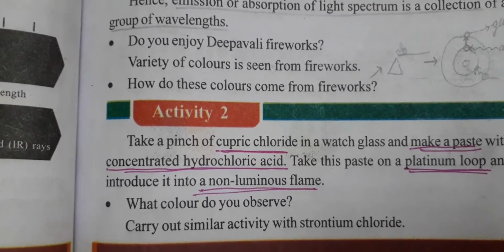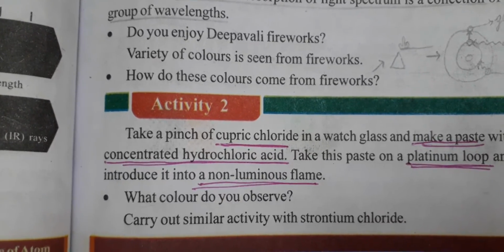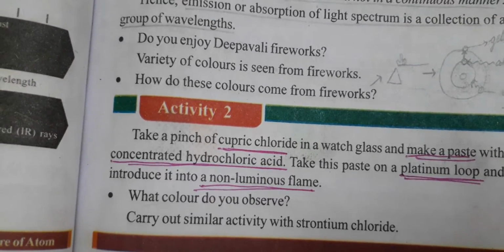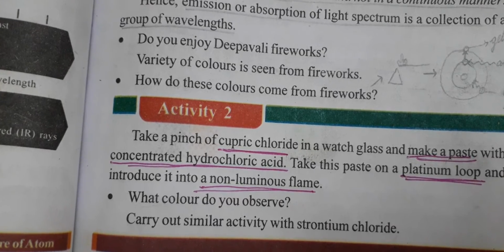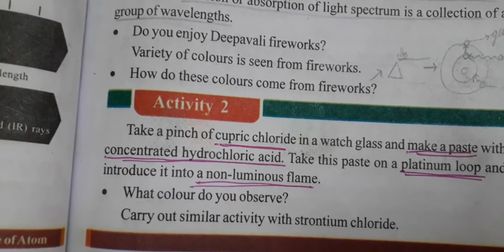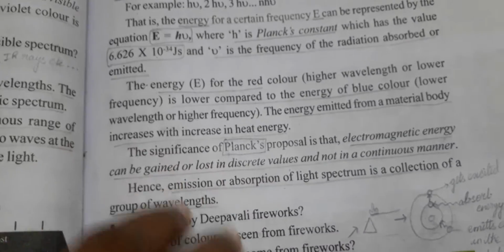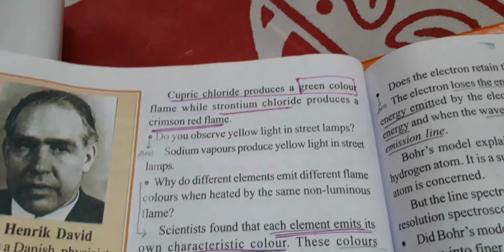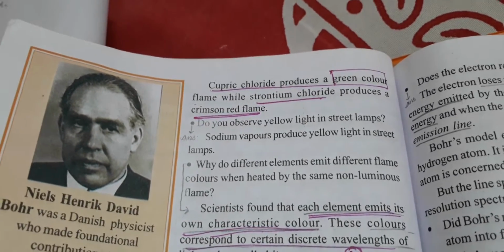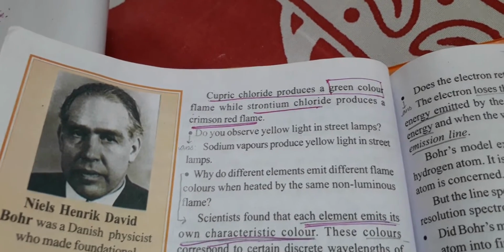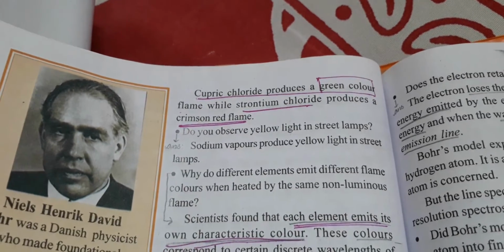Right, so cupric chloride is mixed with concentrated hydrochloric acid to form a paste, and then this is put on a platinum loop and introduced into a non-luminous flame. So you are trying to burn it, and then when you observe, you are doing this with two substances, cupric chloride as well as strontium chloride. Cupric chloride gives out a green color and strontium chloride gives out a crimson red flame.